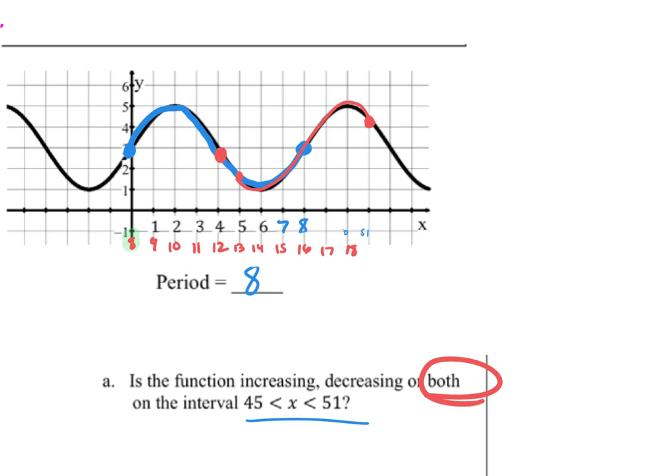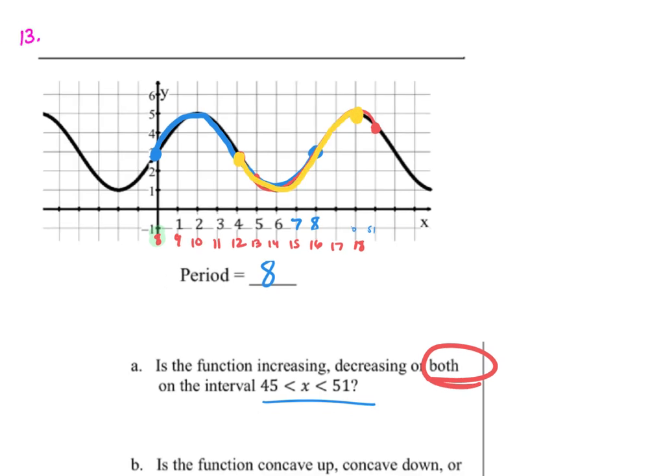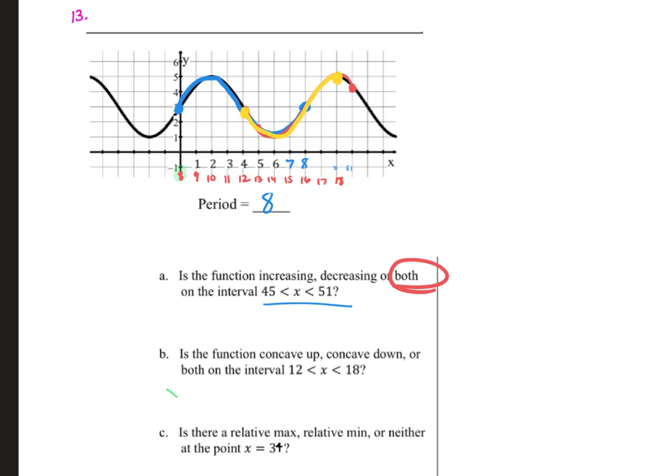I'm going from this spot to this spot, okay? And on that section, your graph is both concave up, because it's concave up here, and concave down, because it's concave down there. So this is both. And then C, is there a relative max, min, or neither at point 34?